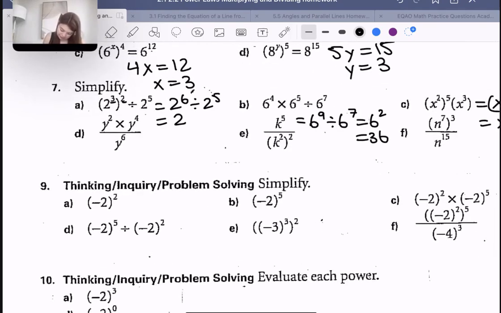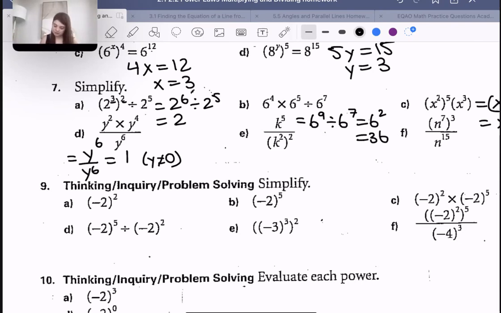For D, we have y squared times y to the 4, which is where we would add. So we would get y to the power of 6 over y to the 6, which simplifies to 1. In this case, we could simplify it to a number because even though y is an unknown, whenever we have the same number twice, even if that's an unknown number, as long as y does not equal 0, then this will always be 1, right? Assuming y is not 0, then this is always going to be true.